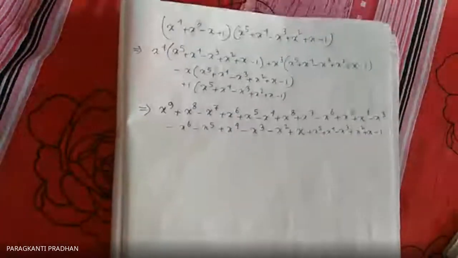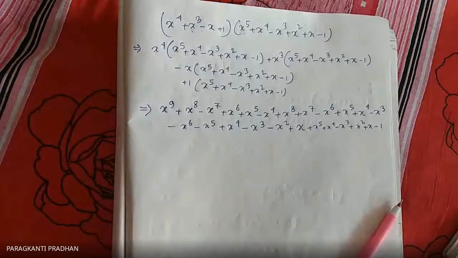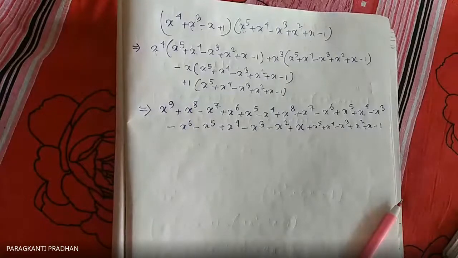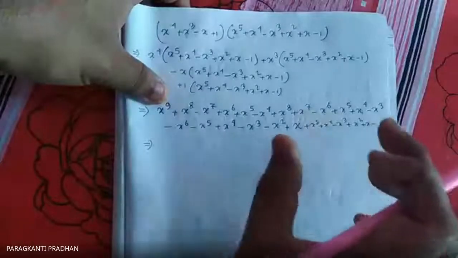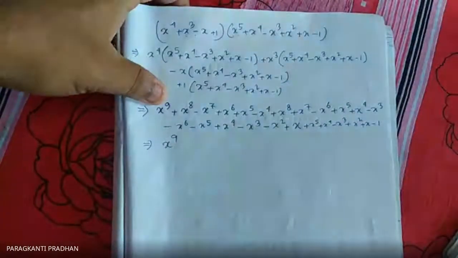Now you have to cancel the terms which are additive inverses. You have to choose the terms slowly. How? Slowly. Okay. At first, x to the power 7 and x to the power 7 get cut off. The highest term, please write the highest term, x to the power 9.